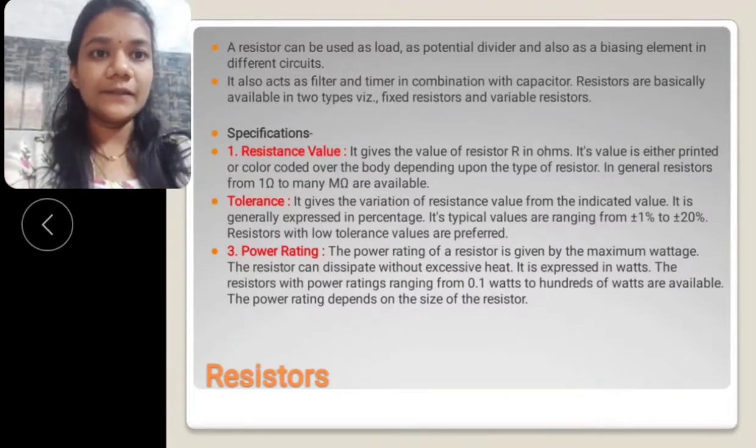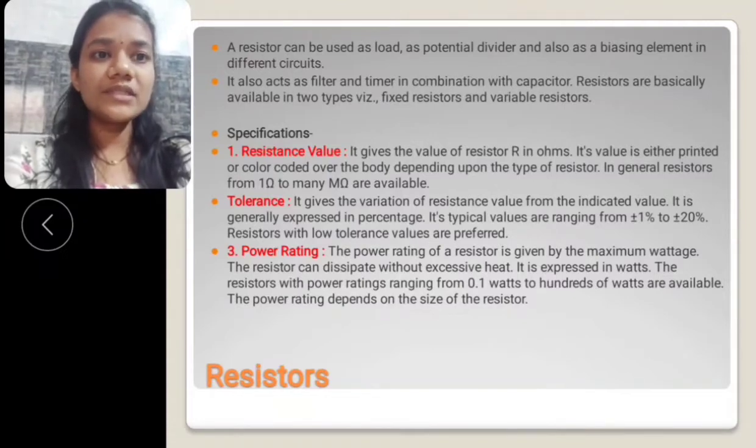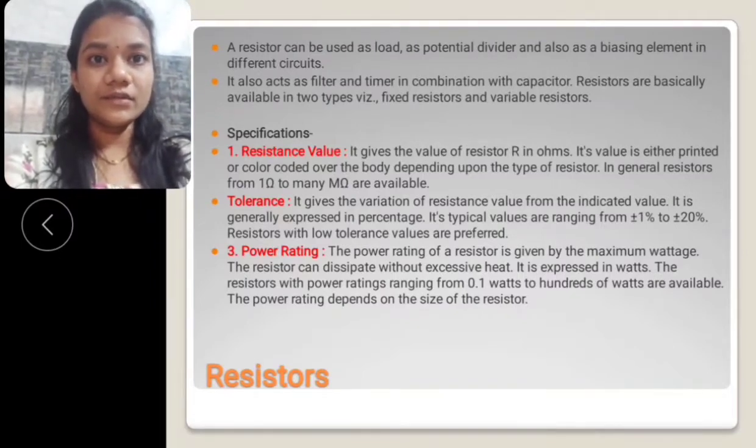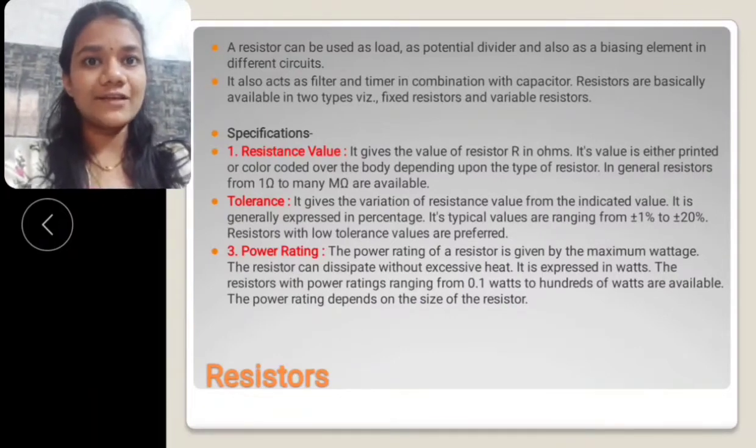Then the third is power rating. The power rating of a resistor is given by the maximum wattage the resistor can dissipate without excessive heat. It is expressed in watts. Resistors with power rating ranging from 0.1 watt to hundreds of watts are available. The power rating depends on the size of the resistor.